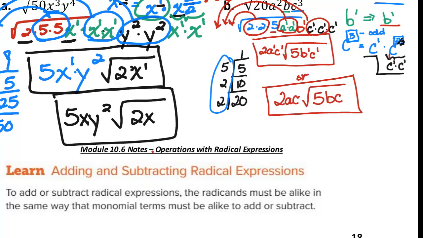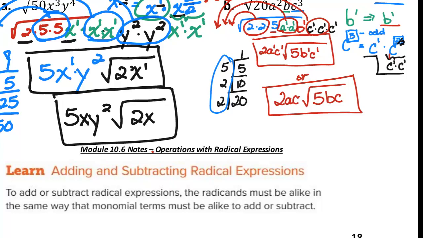Okay? Questions on that? And remember, a square root means you are trying to find, if this is the area, 20x to the 7th, y to the 4th, z, the square root is what is the length of one side of that square. That's what you're trying to find.